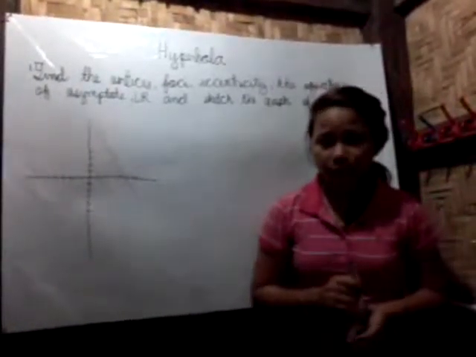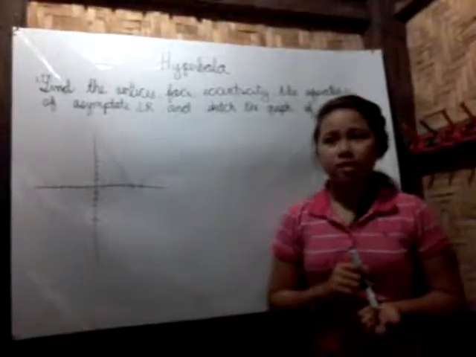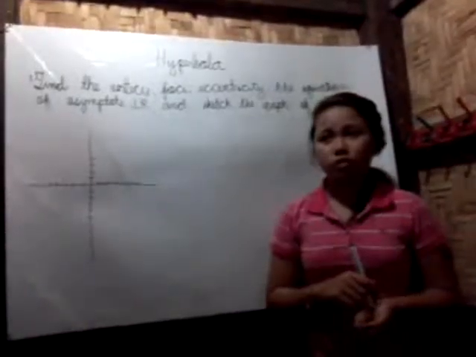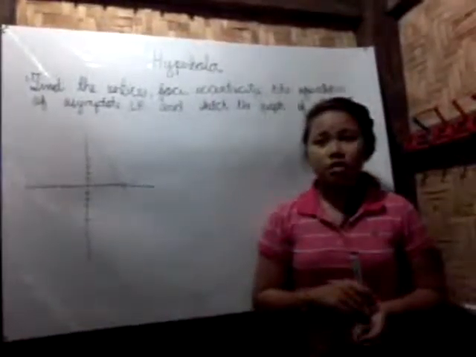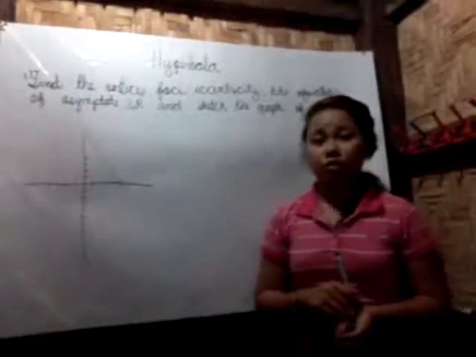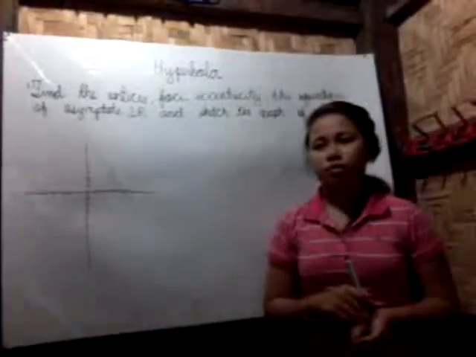So what is a hyperbola? A hyperbola is a set of points, the difference of whose distances to two fixed points is constant. The two fixed points are called foci. The line passing through the foci is called the transverse axis. The points of intersection of the hyperbola with the transverse axis are called the vertices. The center is the midpoint of the segment connecting the foci.